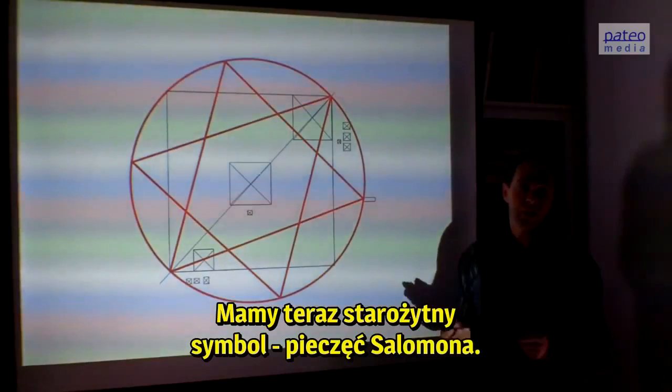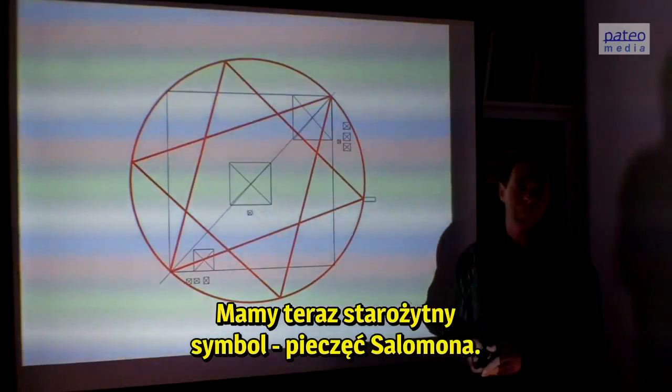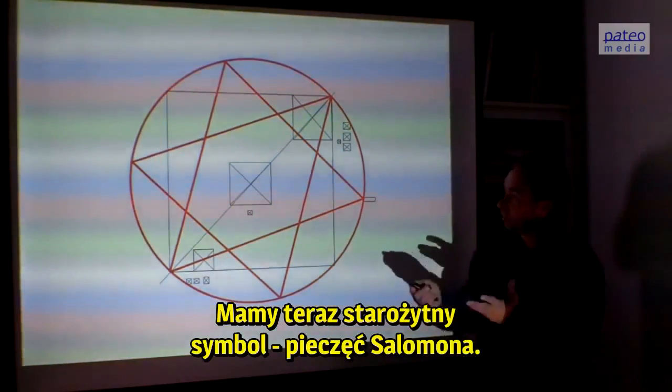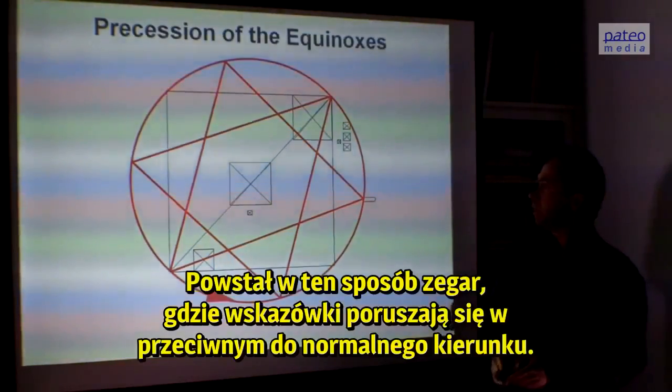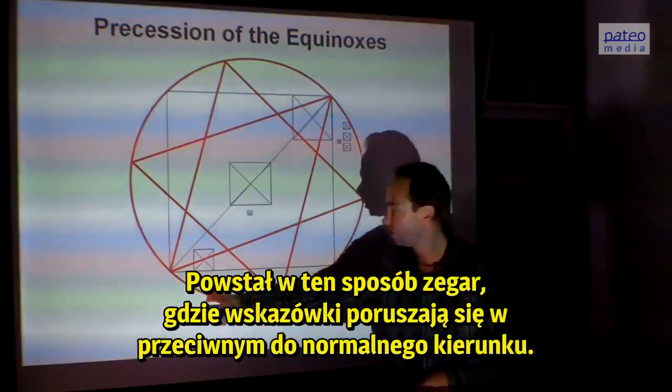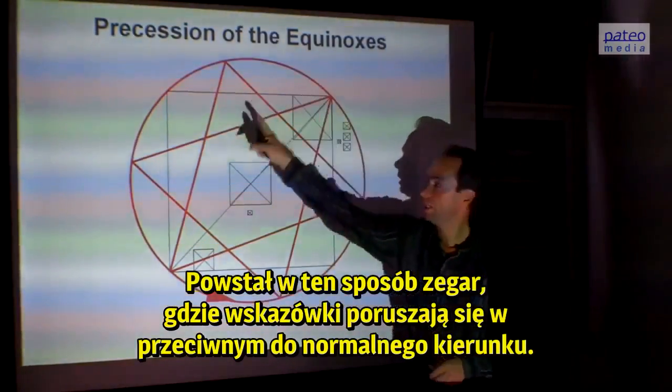So this is a very ancient symbol. It's a symbol, the seal of Solomon. It's very beautiful that it's present on the Giza Plateau. And why is that? Because it's a clock. And the clock goes this way, goes counterclockwise.